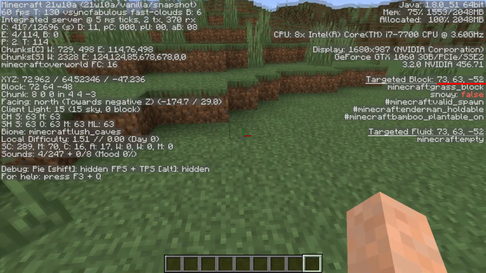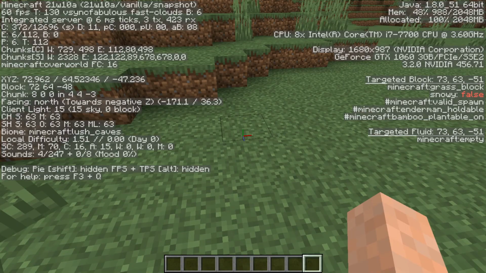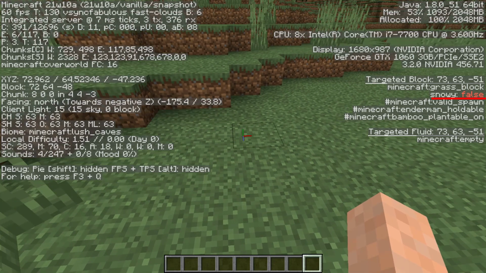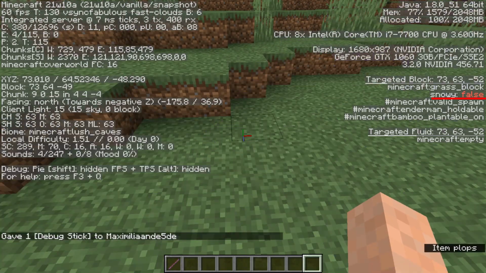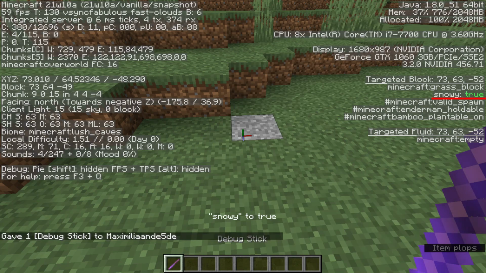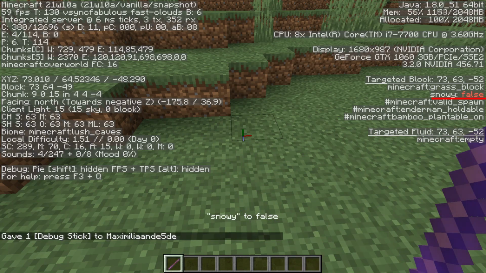It also shows the coordinates of the block I'm looking at. And it shows all the different states this block has. So for example for grass you can see that it's holdable by Enderman. It's a valid spawn block. And you can plant bamboo on it, and currently it's snowy false. You can turn it into snowy true as well by giving yourself a debug stick and then right clicking. So there we go, we can see that snowy is turned from false to true and back again as well.